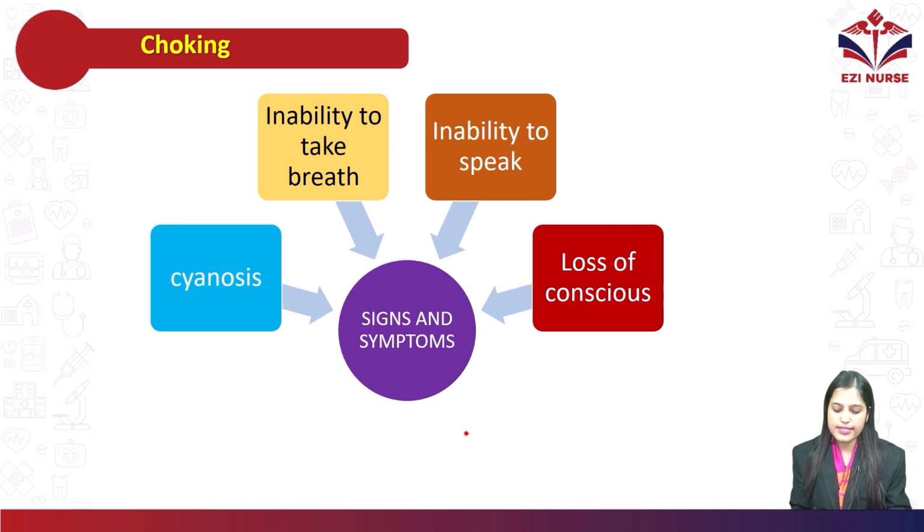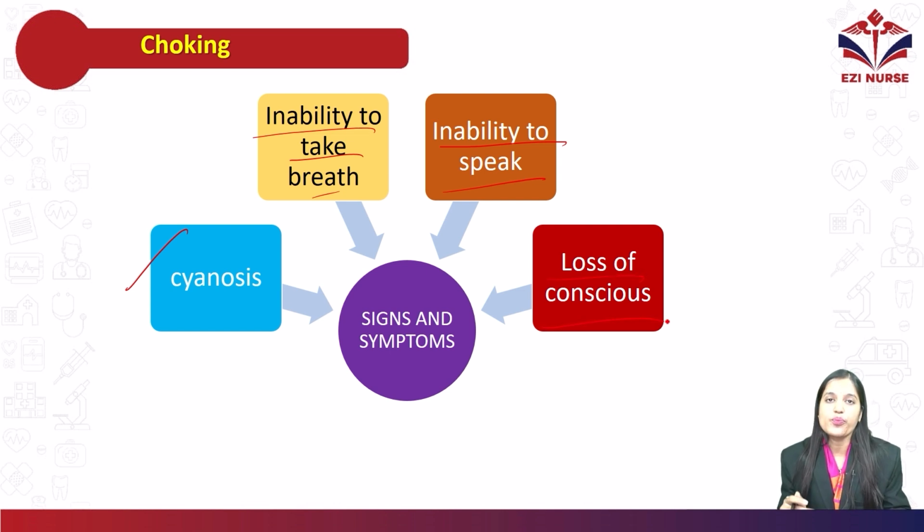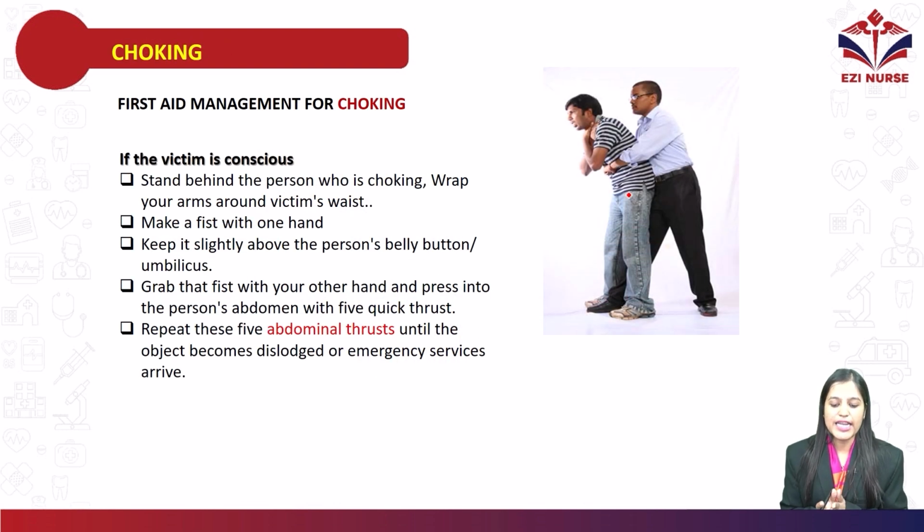What are the signs and symptoms of choking? First one is cyanosis, meaning bluish discoloration. Then inability to take a breath, inability to speak, then loss of consciousness. Those are the signs and symptoms you may see when the patient is choking. First they will show this sign, meaning the patient is not able to speak or take a breath. Then cyanosis may happen and then loss of consciousness. So before loss of consciousness you have to give the management. Let's move on to the first aid management for choking.